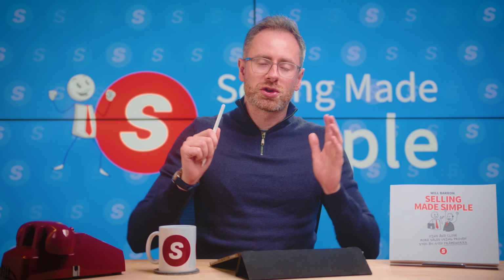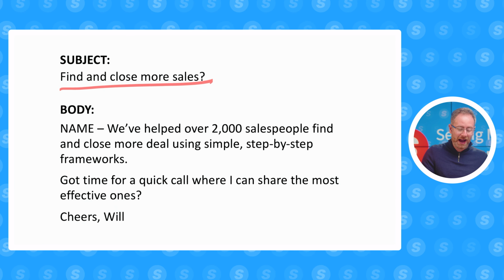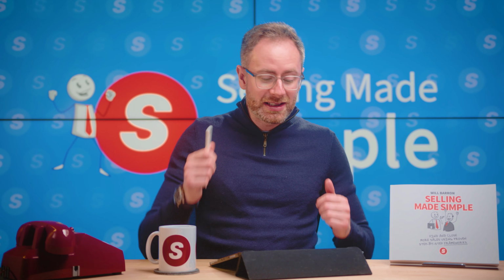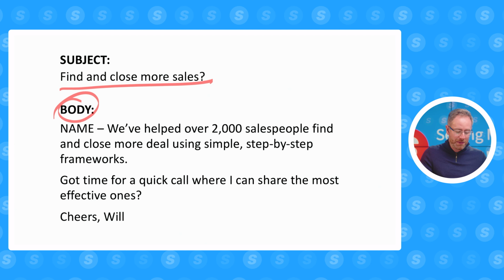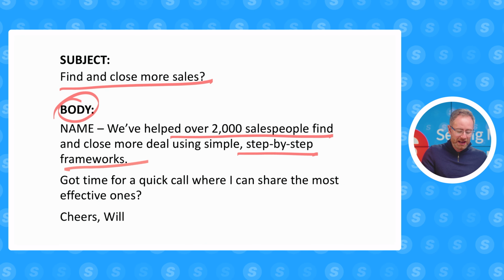And this is so easy to implement. Let me give you a couple of quick examples. So in this example, we're going to open the curiosity loop by saying, hey, do you want to find and close more sales? We'll then continue building the curiosity in the body of the email by saying, hey, we've helped over 2,000 salespeople find and close more deals using simple step-by-step frameworks.